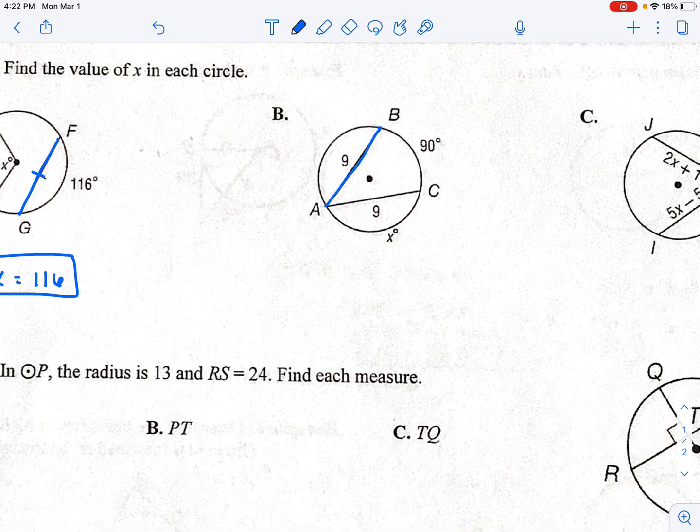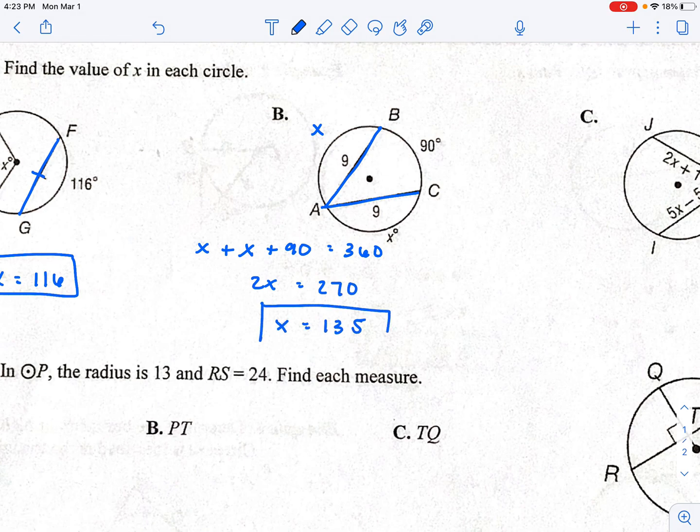For number 9, we have our two chords. BA is a chord and AC. They're both the same, which means their arcs are going to be the same. The arc over here at AC is X, which means the arc over here at AB is going to be X. If we add up all three of those arcs, the circle should add up to 360. 270 divided by 2 is X equals 135.